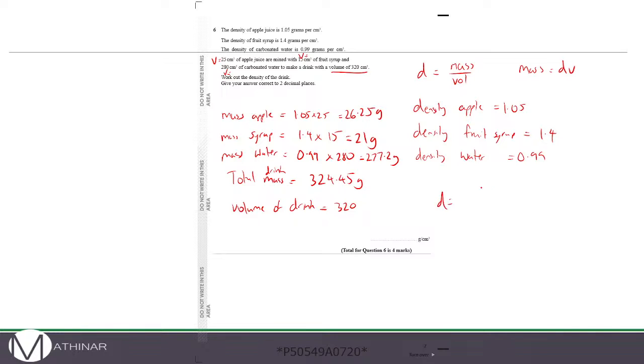Well, the density of the drink is mass divided by volume. So the mass of the drink is 324.45 divided by 320. And if we work that out to two decimal places, as it says there, the answer is 1.01, so 1.01 grams per centimeter cubed. Okay, so that's how you do that one.